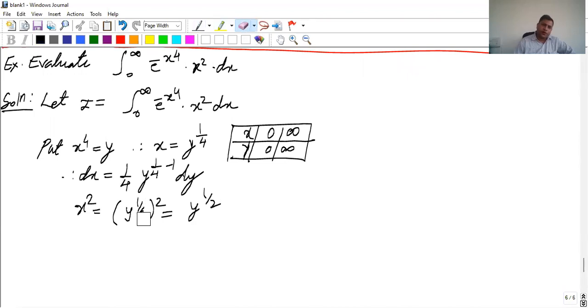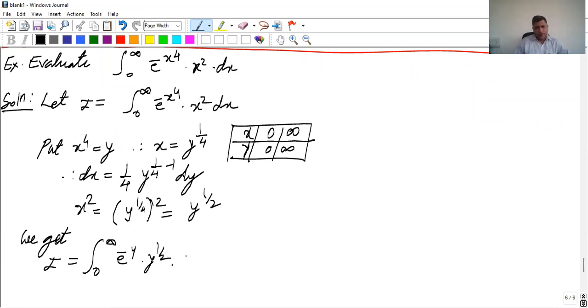Yes, sir. Okay, are you getting this one? Yes. So it is 1 by 4 raised to 2, that means it will be half. So we get I equal to the integral from 0 to infinity of e raised to minus y, and here we have 1 by 4 y raised to 1 by 4 minus 1, and dy. So if we simplify, what will we have here?